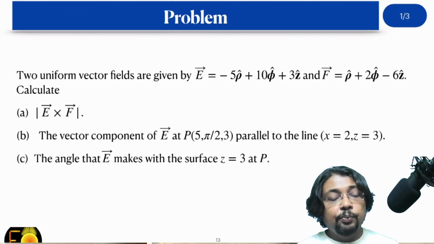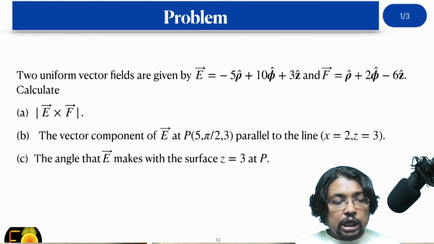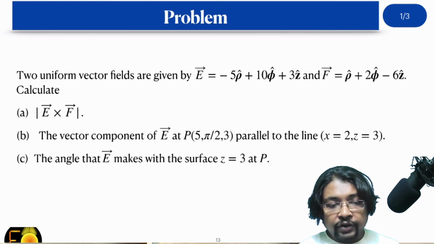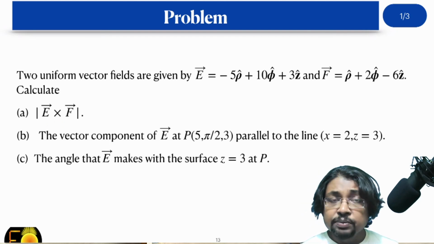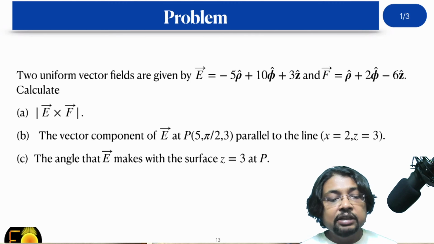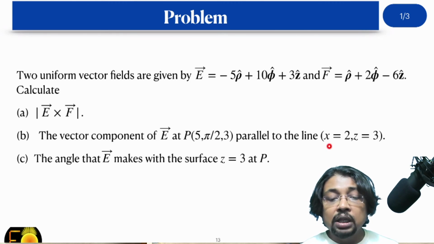Now let's discuss a problem regarding the cylindrical coordinate system. You are given two vectors E and F. First, you have to calculate the magnitude of the cross product between E and F. It's very simple. Second, the vector component of E at this particular point parallel to the line x equals 2 and z equals 3.